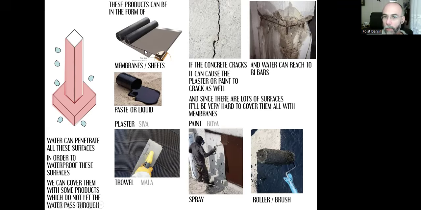Then we can prefer membranes, but as you can easily understand, there are lots of surfaces, 4 sides for the columns, 6 sides for the footings, and 4 sides for the beams. It will be very hard for the workers to cut all these membranes and place them over these surfaces. Even if they manage that, I cover this surface with one membrane, then okay, this is now waterproof. The membrane won't let the water pass through. And I'm going to cover the other surface with a new membrane.